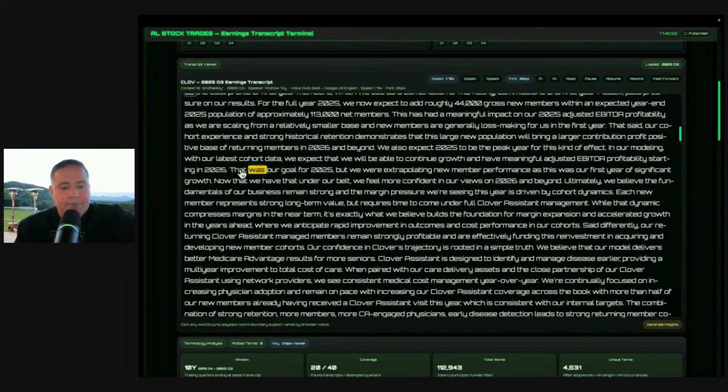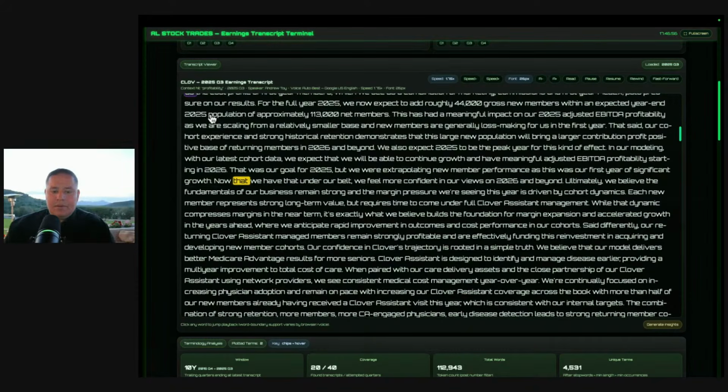Let's continue. That was our goal for 2025, but we were extrapolating new member performance as this was our first year of significant growth. Now that we have that under our belt, we feel more confident in our views on 2026 and beyond. Ultimately, we believe the fundamentals of our business remain strong, and the margin pressure we're seeing this year is driven by cohort dynamics.